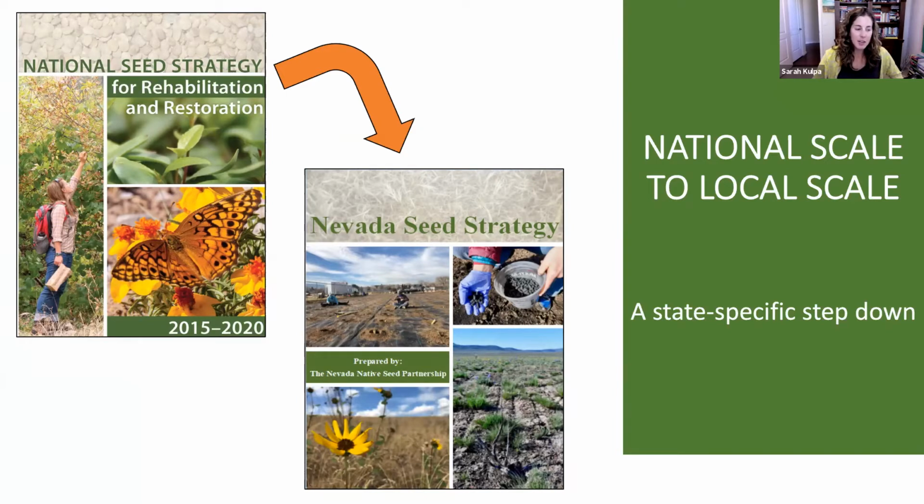And as I mentioned, I work in Nevada, and the National Seed Strategy was a catalyst for partners throughout the state to start talking about native seed, and we formed the Nevada Native Seed Partnership. Our partnership developed the Nevada Seed Strategy, which is a state-specific step down to the National Seed Strategy. We have 4 goals that focus on seed needs, research, decision tools, and communication, which is similar to the national strategy.